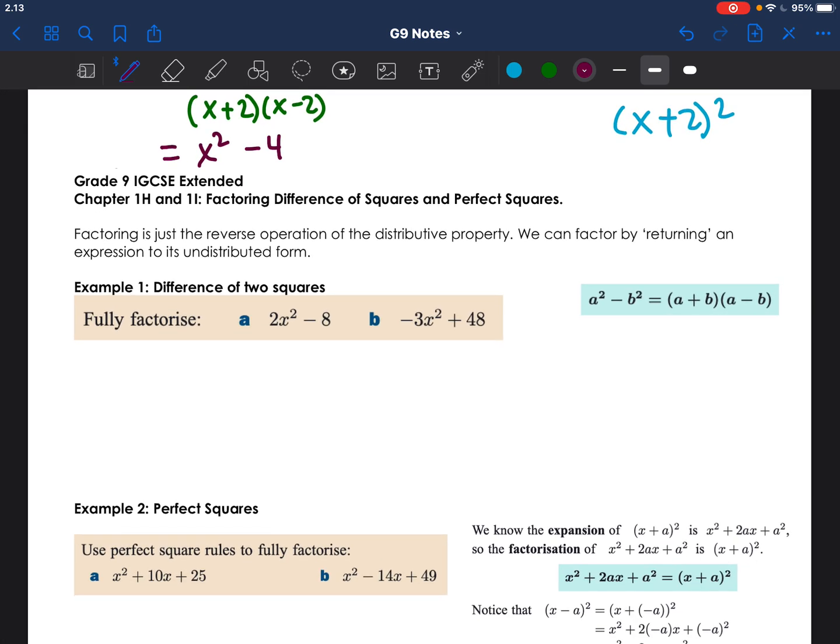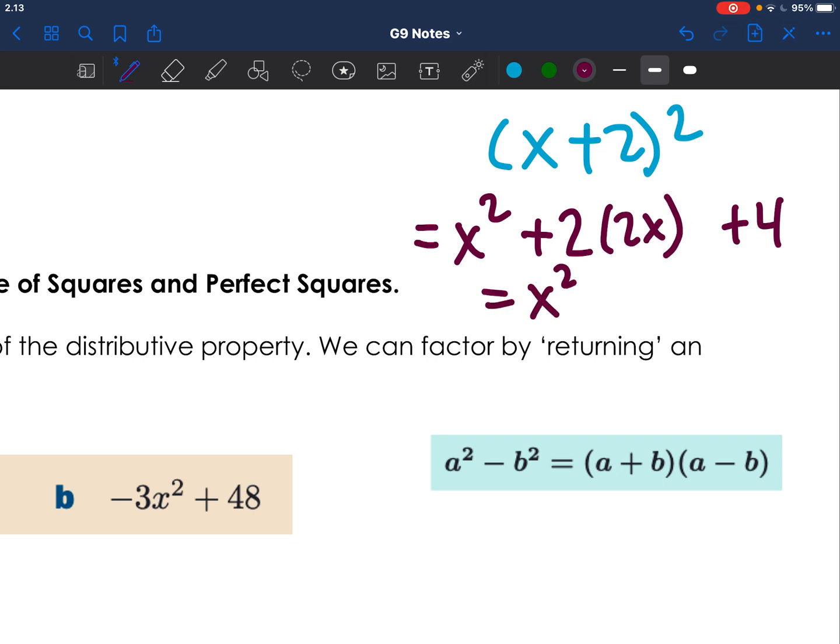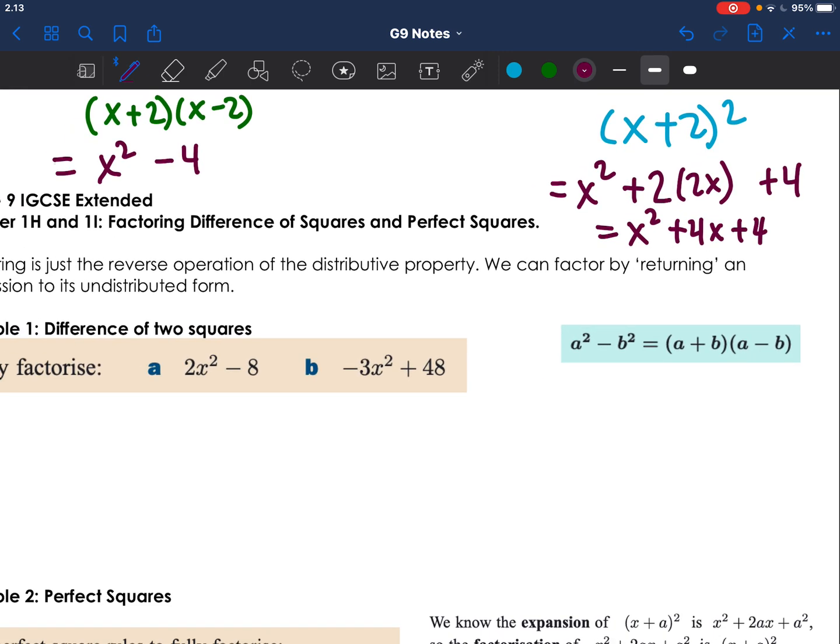Okay, and then we also remember perfect squares, which is x plus 2 to the power of 2. This is where you square the left, square the right, and double the middle. So the process that I just did was called expansion, or expanding.